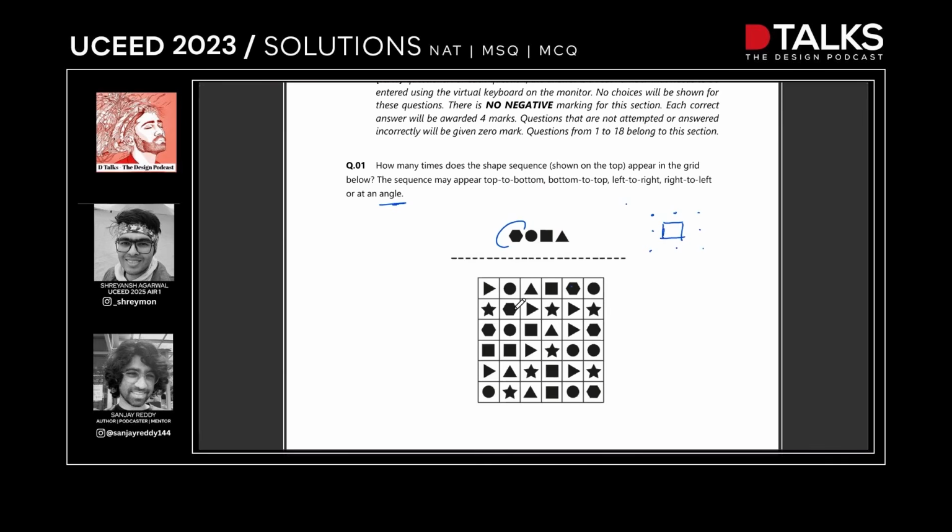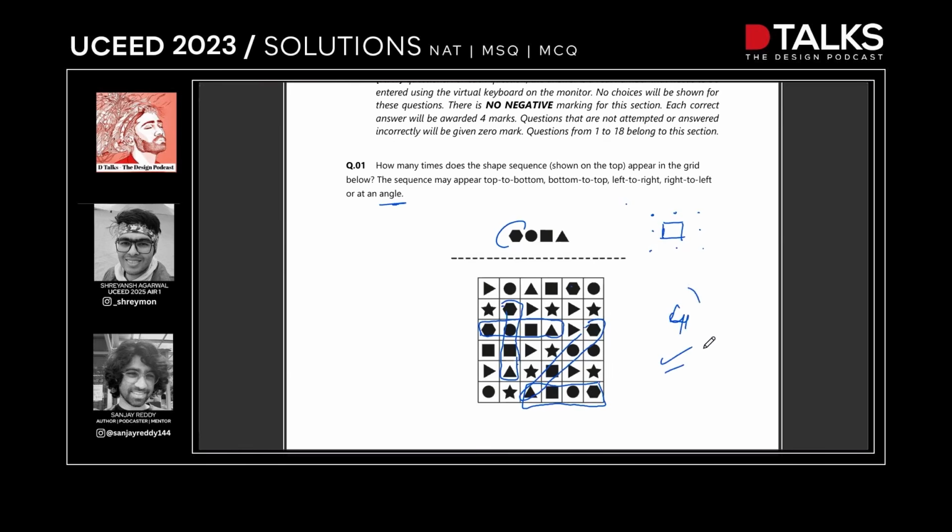Then there's a hexagon here, and this is one, pretty straightforward. Then there's another one here, and that's another hexagon. If you see, it does not make a sequence in the downward direction, but it does make it in this direction. So this is the third one, and there's another hexagon here, and it makes a sequence over here. So the answer is four. Pretty straightforward, very easy question.